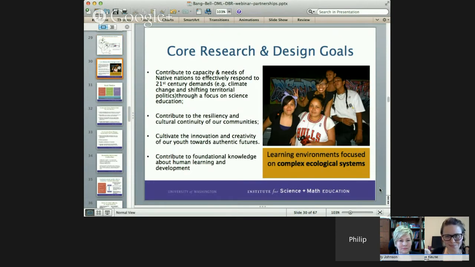In our work, we have been really interested in how we both improve our foundational knowledge and engage in developing learning environments that contribute to the capacity and needs of Native nations to effectively respond to 21st century demands. And we do that specifically through a focus on science education, right? So we're talking about 21st century demands that are related to science. But also contribute to the resiliency and cultural continuity of our communities, and I'll say more about that.